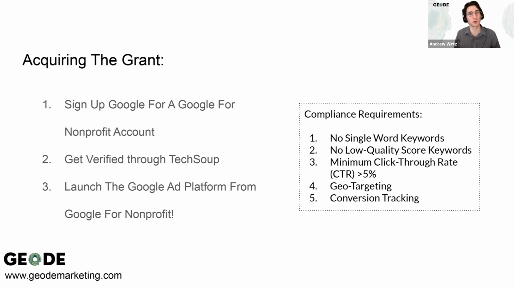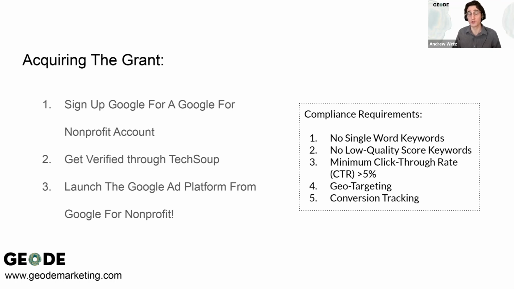From there, it'll ask you some questions like your EIN number, and a contact for someone who can verify this information if you need to send in IRS documents. Through that, Google will have you verified through TechSoup, which is a Google partner, and they work on verifying your nonprofit status. Once you have that, you can go back into the Google for Nonprofits platform, which will direct you to the Google Ads platform to register for your ad grant. Simple as that.